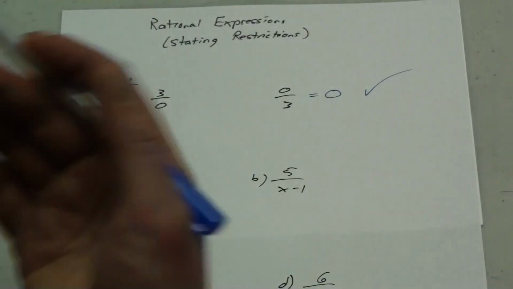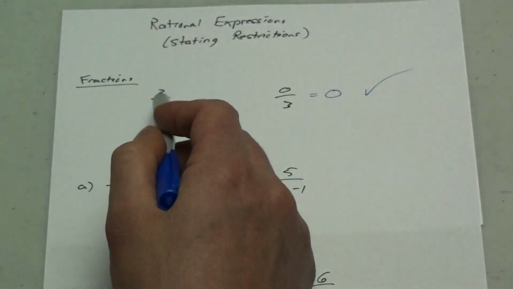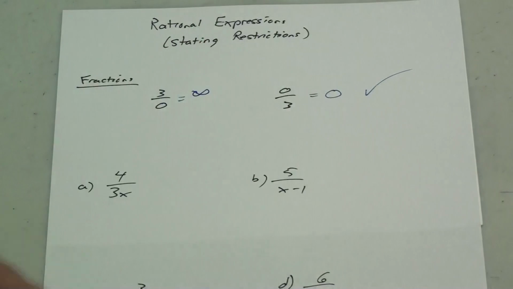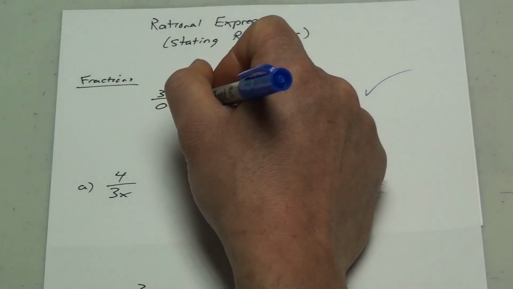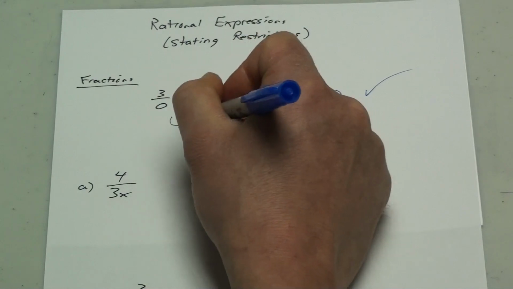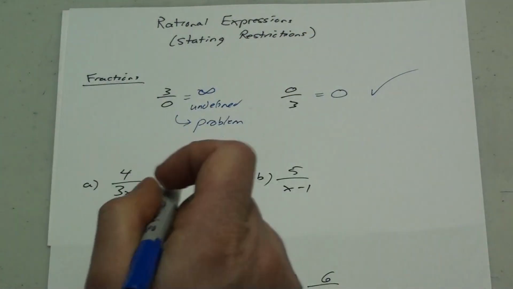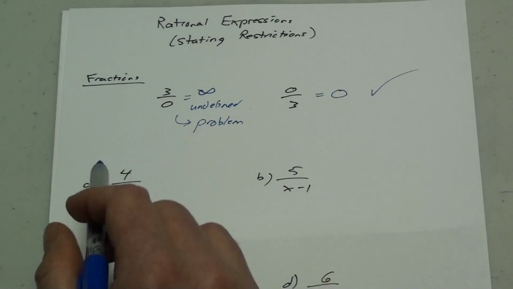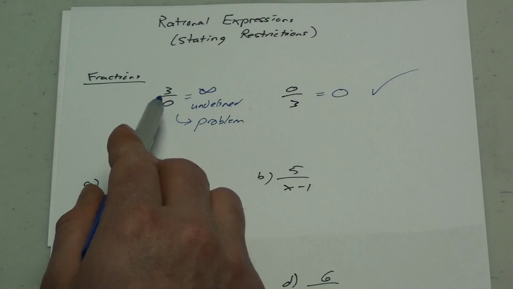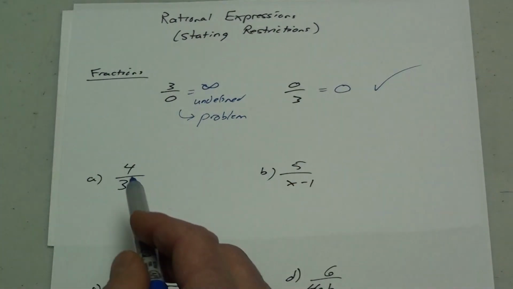Technically, you're dividing by nothing. How many times does nothing, or an extremely small number, go into 3? It's going to go in an infinite amount of times, and that is also known as being undefined, and that is a problem. Often a calculator will actually give you an error if you're dividing by 0. So 3 over 0 in a fraction is a problem, whereas 0 divided by 3 is okay.